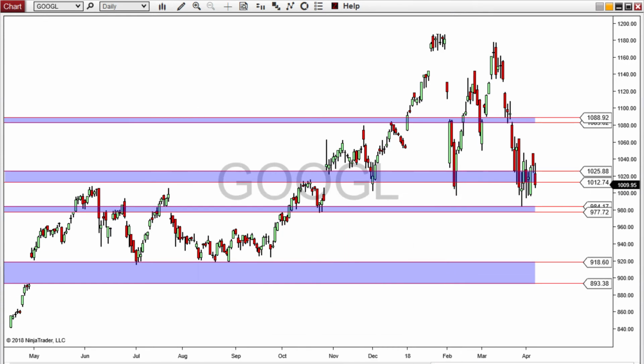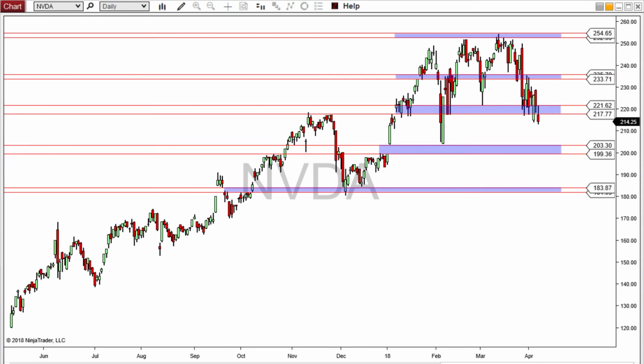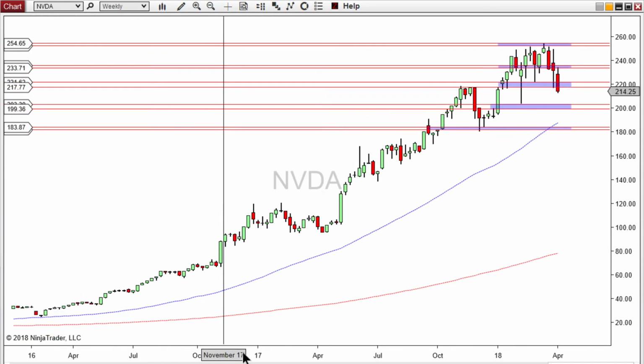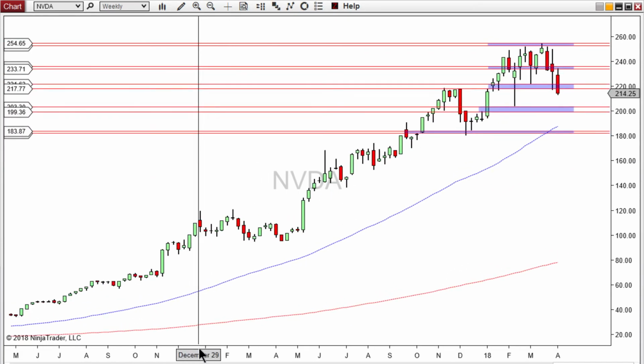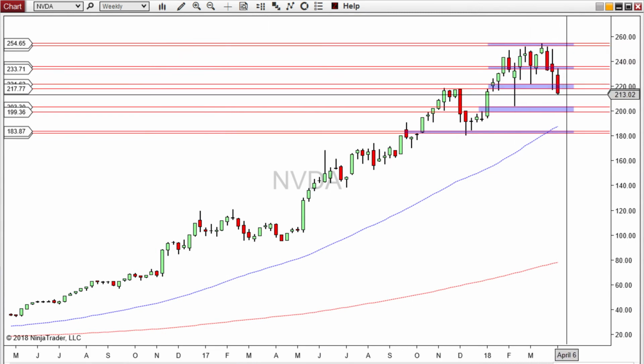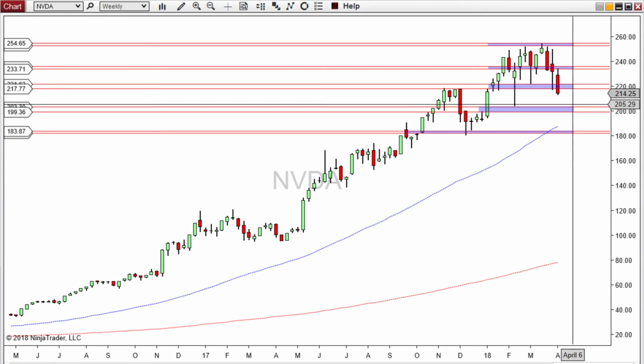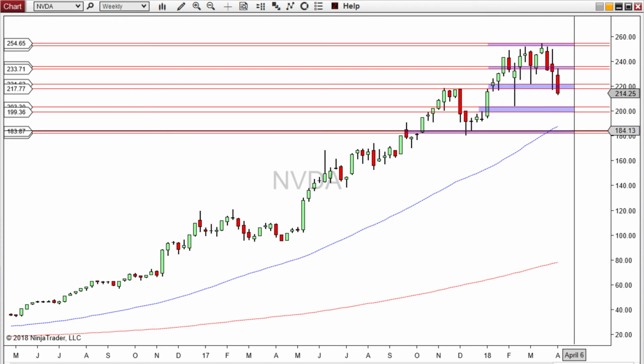Okay, so let's take a look at the NVDA. NVDA is one of the recent high-flying semiconductor stocks, and you can see that I'm not sure if it is forming a rounding top or what, but definitely it seemed like it wants to come down and test this 200-ish level here. Okay, and possibly get below the 200 and come back down to this 184.